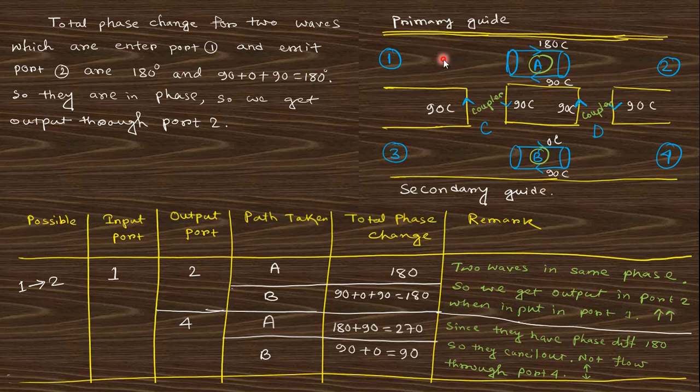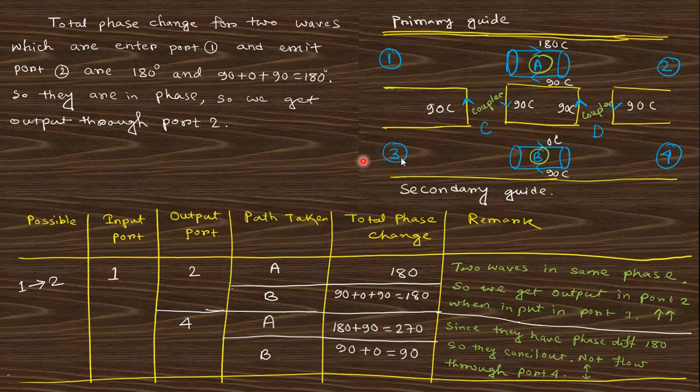Along that direction this is 90-degree, and through B you calculate, this is 90, this is 90, this is 90, so 270-degree. So the phase difference between these two waves will be 180-degree. So finally you do not get any output because the phase difference is 180-degree. What happens in the case of port 3? Consider this is 90 and this is 90, total 180, and this is 90, this is 90, 180. So 180 and 180, the phase difference is 0, so we will get output from port 3.